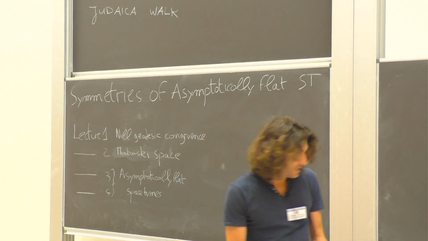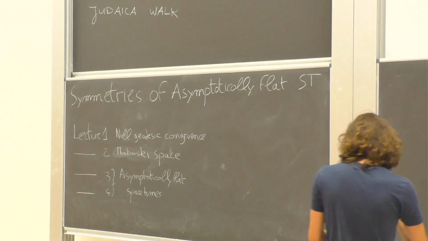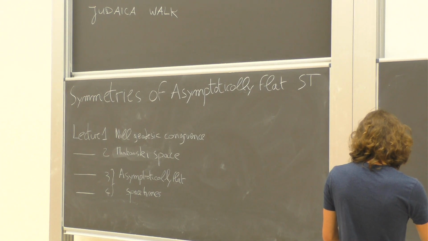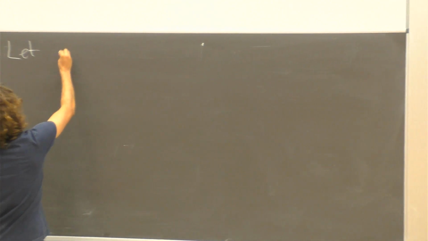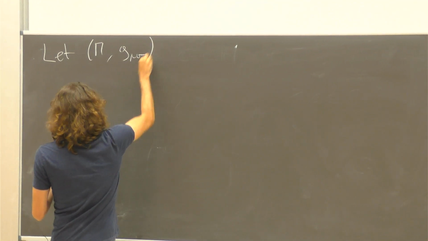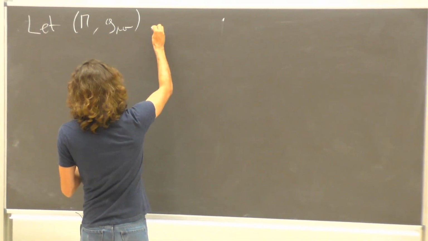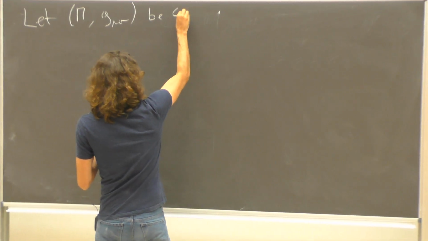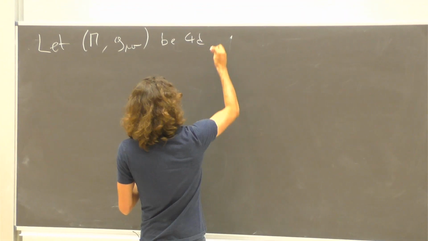Okay, so this first lecture is about null geodesic congruence. So let's start with a definition. First of all, just to fix conventions, everywhere M, g mu nu is going to be a 4-dimensional Lorentzian manifold.